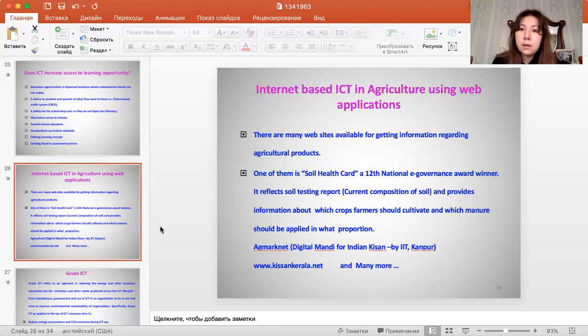Internet-based ICT in agriculture using web applications. There are many websites available for getting information regarding agricultural products. One of them is Soil Health Score, a National e-Governance Award winner. It reflects the soil testing report, current composition of soil, and provides information about which crops farmers should cultivate and which manure should be applied in what proportion. AgroMarket is a digital mandi for Indian Kisan by IIT Kanpur.